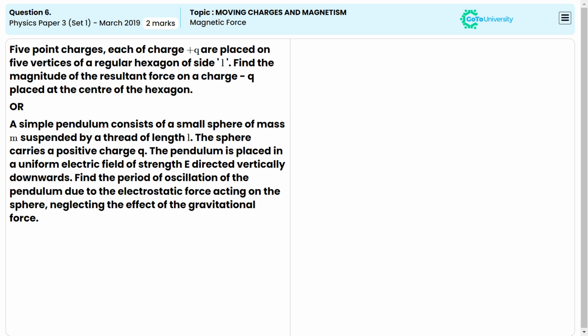Second case: a simple pendulum consists of a small sphere of mass M suspended by a thread of length L. The sphere carries a positive charge Q. The pendulum is placed in a uniform electric field of strength E directed vertically downwards. Find the period of oscillation of the pendulum due to the electrostatic force acting on the sphere, neglecting the effect of the gravitational force. Okay, we'll see the diagram according to this.